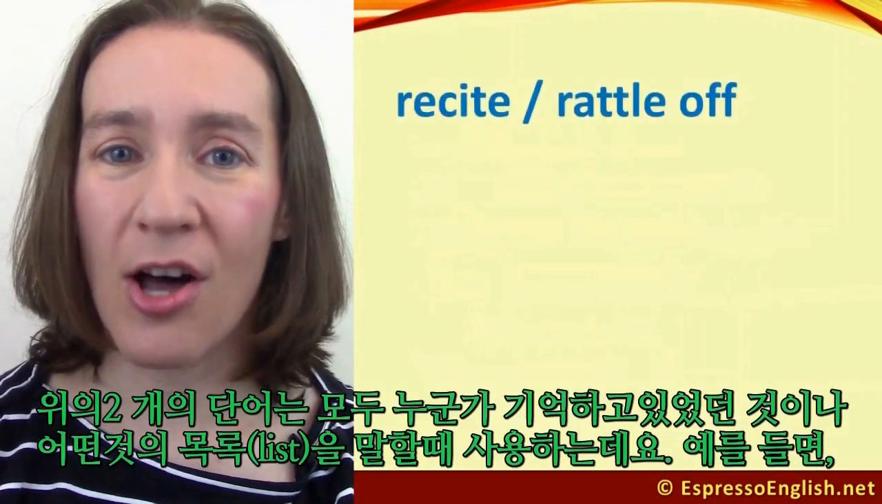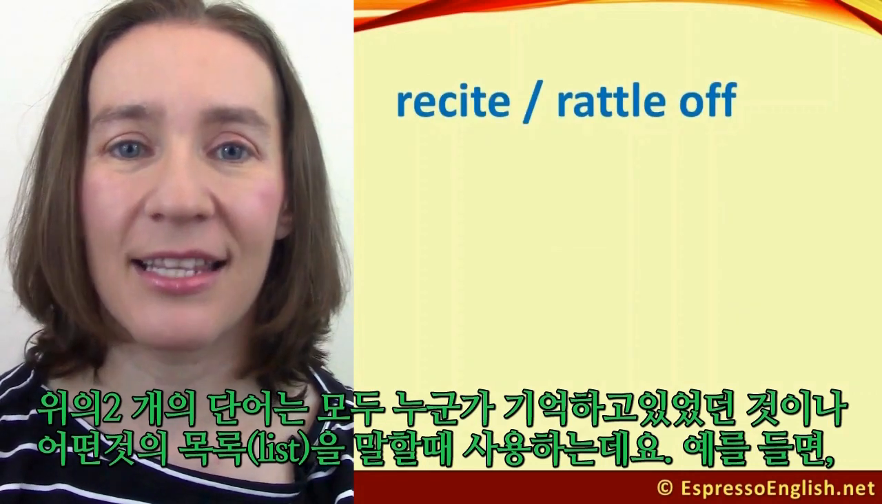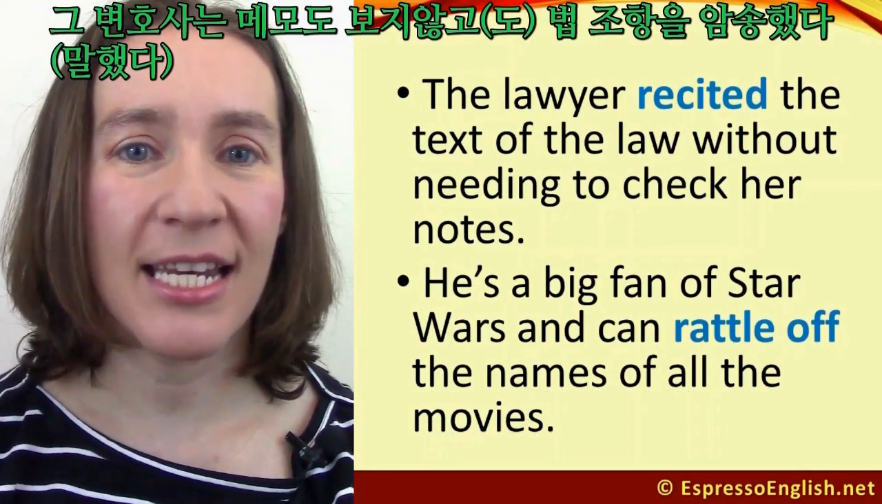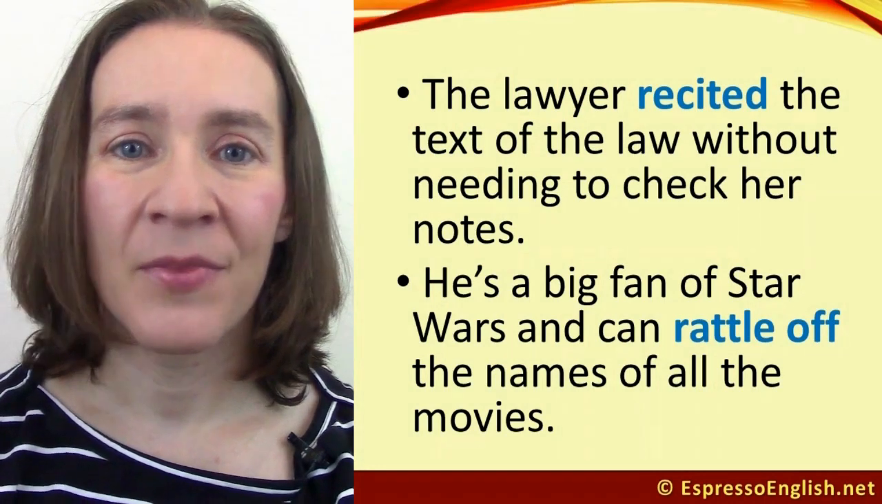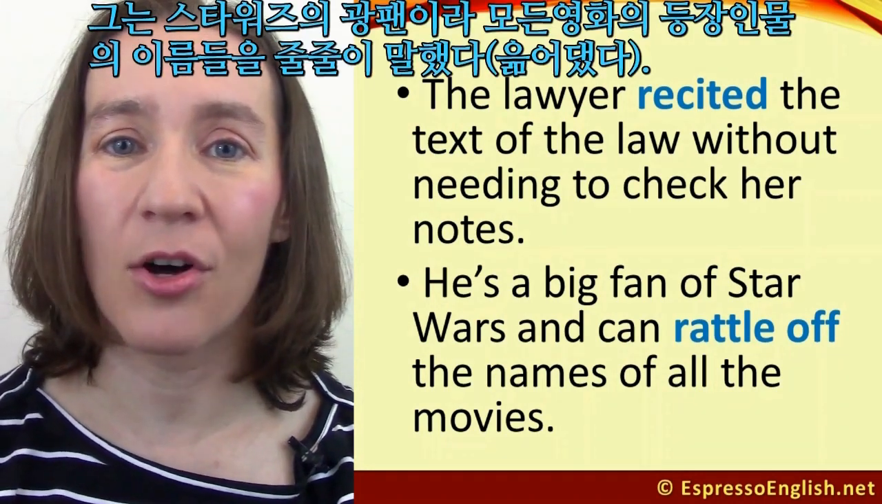Recite and rattle off. These are used when someone says something or a list of things that they have memorized. For example, the lawyer recited the text of the law without needing to check her notes. He's a big fan of Star Wars and can rattle off the names of all the movies.